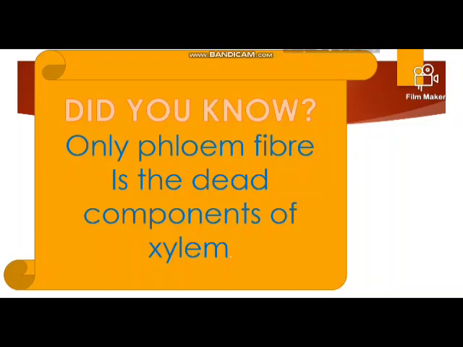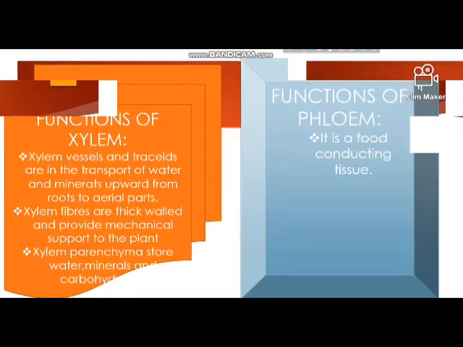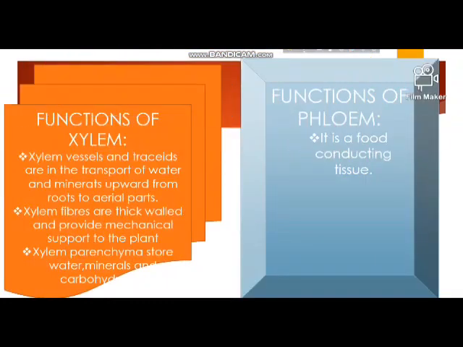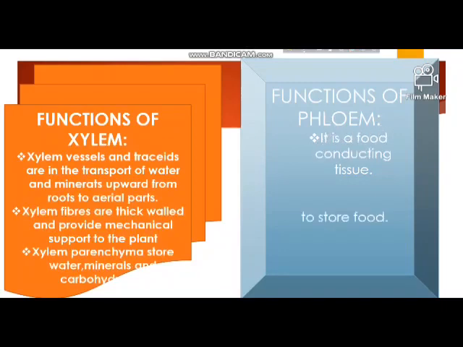Let's discuss the functions of xylem and phloem. Functions of xylem. Xylem vessels and tracheids transport water and minerals upward from the roots to the aerial parts. Xylem fibers are thick-walled and provide mechanical support to the plant. Xylem parenchyma stores water, minerals, and carbohydrates. Functions of phloem. It is a food conducting tissue. Phloem parenchyma helps to store food. The fibers provide mechanical strength to the plant.